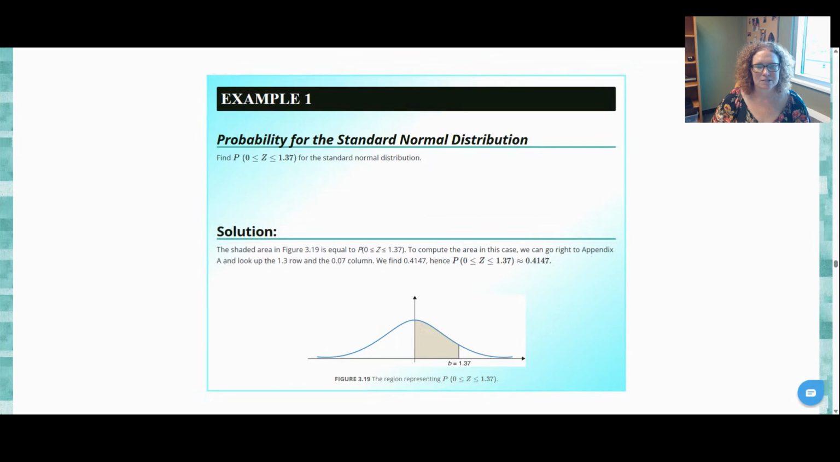When we look at our appendix, I'm going to pull that up for you as well. Hold on just a minute for me. I'll be right back.